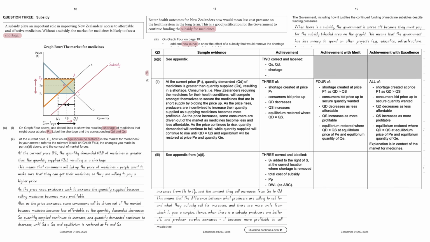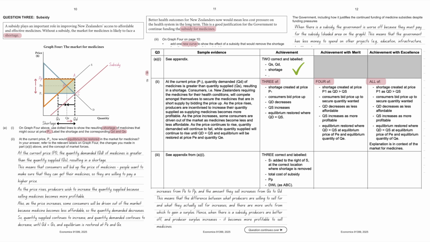Let's have a look now at the marking schedule to see how our answer compares and what you need to do to get the grade that you want. So for the first page, on the graph questions, you just need to identify and label QS and QD in the shortage. So we've done that, so that gives us achieve. For the explanation question, there is a sample answer there of the things that you could say. You need to include 3 things for achieved. For merit, you need to include 4 things, and to get excellence, you need to include all of them.